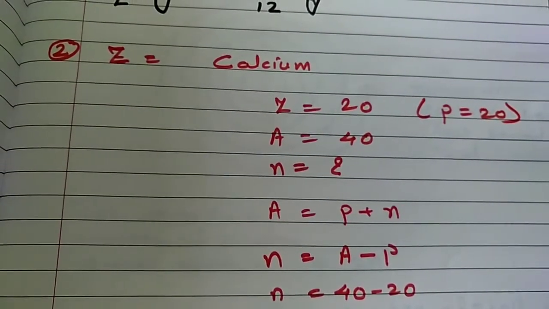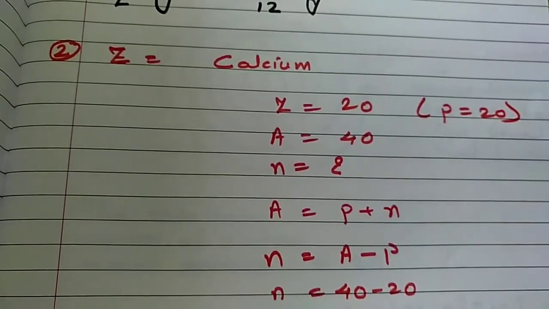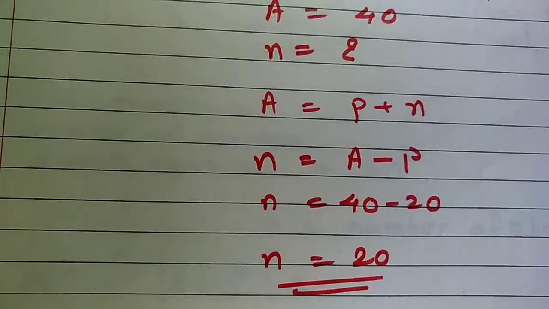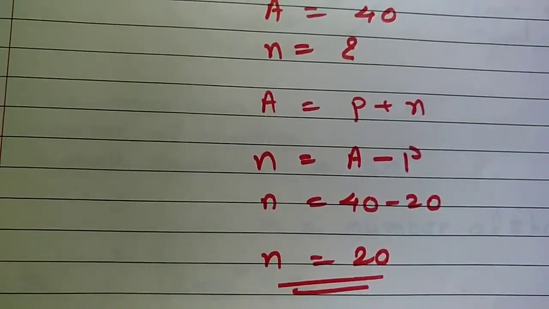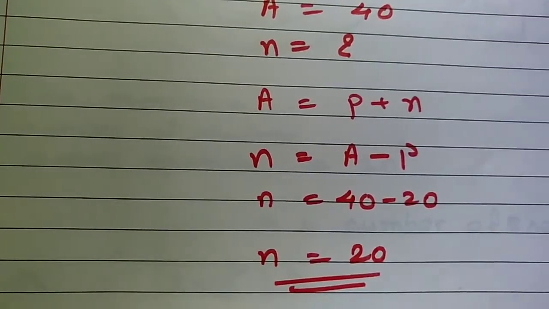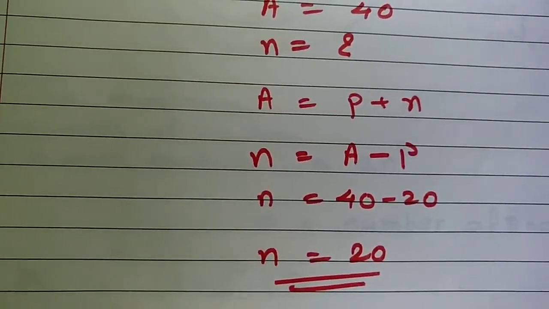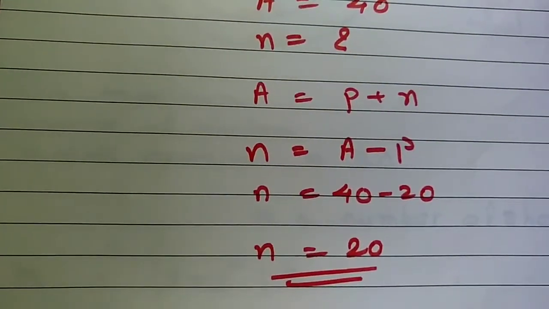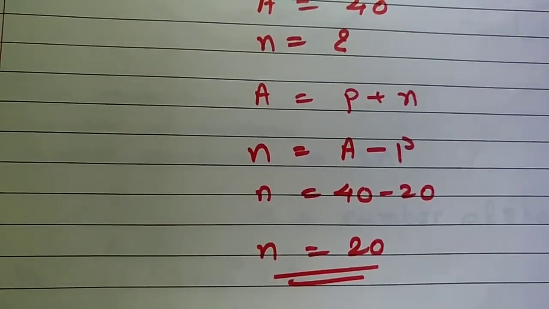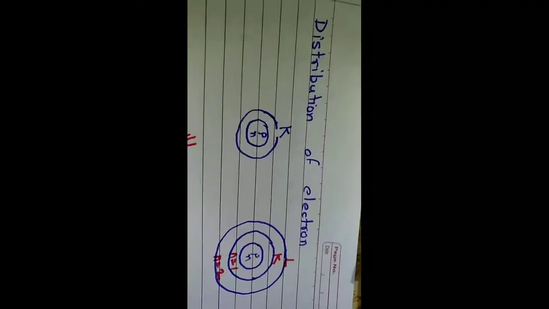Atomic mass, what is it? It is the sum total of protons and neutrons. So what is the formula of neutron? How to find out neutron? Neutrons is equal to atomic mass minus protons. Neutrons is equal to 40 minus 20. So the total number of neutrons in calcium is equal to 20.